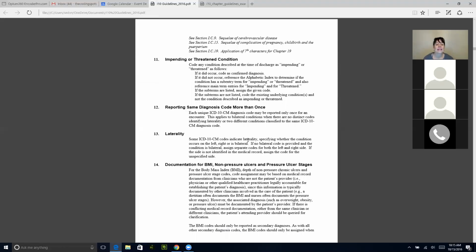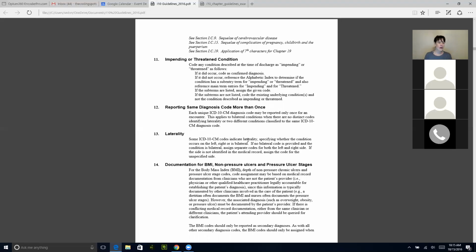Impending or threatened condition. So you code any condition described at the time of discharge as impending or threatened as follows. If it did occur, code as a confirmed diagnosis. If it did not occur, reference the alphabetic index to determine if the condition has a subentry for impending or threatened and also reference main term entries for impending or threatened.